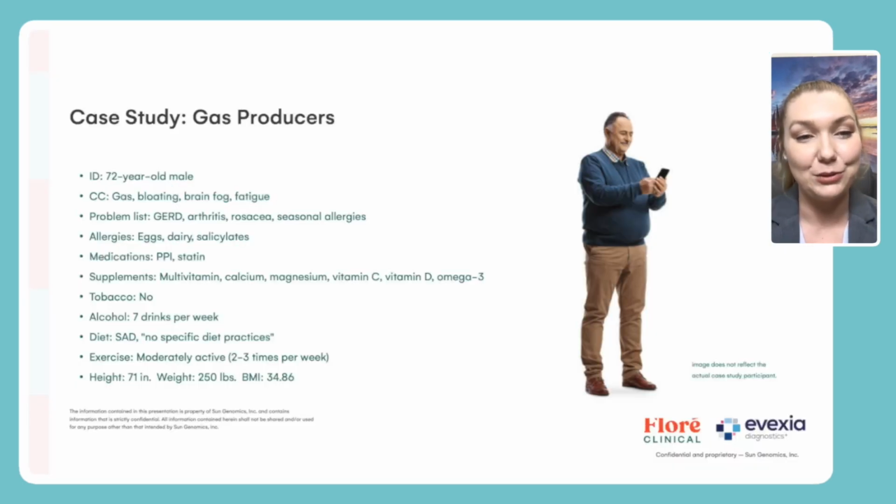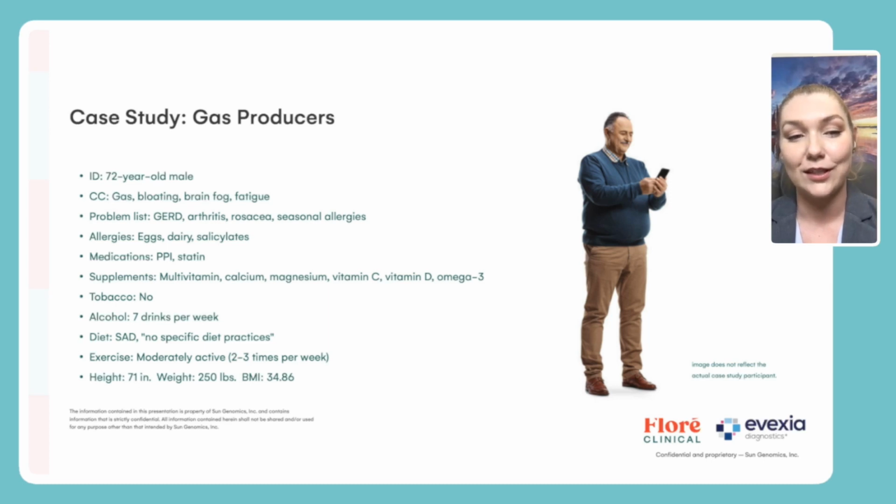We have a 72-year-old male. He complains of gas, bloating, brain fog, and fatigue. His health history includes reflux, arthritis, rosacea, and seasonal allergies. In terms of food and sensitivities, we have eggs, dairy, and salicylates. He takes PPIs and statin drugs. He's on a multivitamin, takes calcium, magnesium, vitamin C, vitamin D, and an omega-3 supplement.